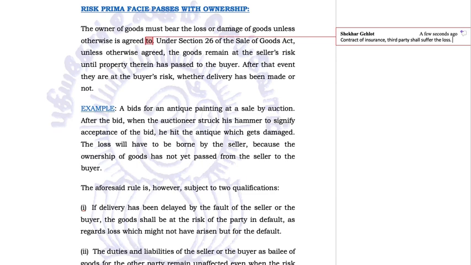The loss will be borne by the seller, because the ownership of goods has not yet passed from seller to buyer. The property has not yet passed from the seller to buyer, because the hammer has struck the painting before the fall of the hammer.